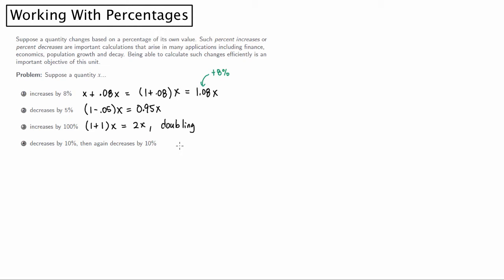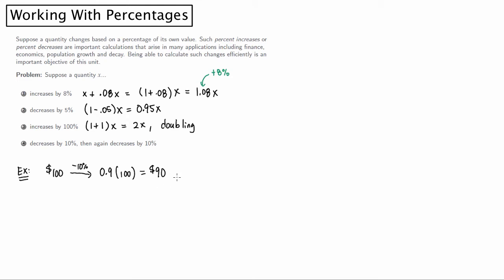So here is an interesting problem for this last one. Suppose I decrease something by 10%, then again decrease by another 10%. The question is, is this the same as decreasing by 20%? And so I want to give you a small example of this. Suppose I had $100 and I decrease it by 10%. So I subtract 10%. Well, we know from the examples above that that is taking 0.9 of the 100. That's how you decrease by 10%, which would leave me with $90.